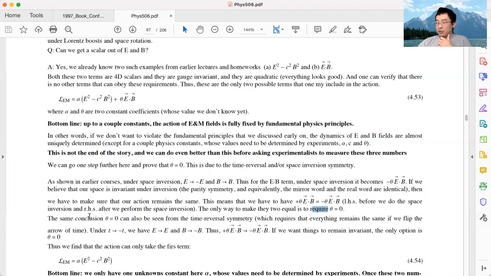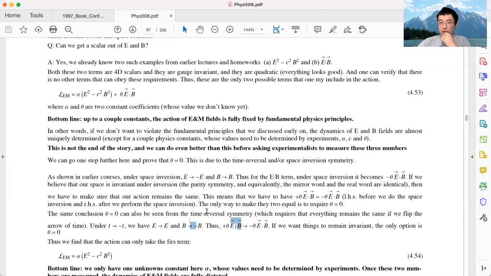And we can get the same conclusion from time reversal symmetry. The story is pretty much the same. Under time reversal transformation, if we flip the arrow of time, as we have learned in 505, the E field doesn't change, but the B field flips sign. That means the E dot B term flips sign under time reversal. If we want it to stay the same under time reversal, then the only option is to say theta is 0. This term is not there. So this is the reason why this term is prohibited by the time reversal and the space invariant symmetry.